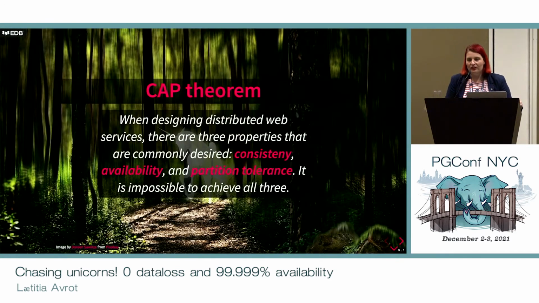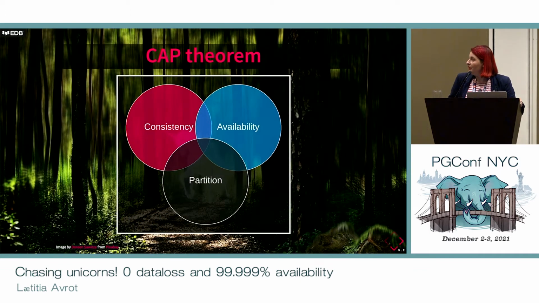So let's reach the CAP theorem. The CAP theorem says that when you're designing distributed web services, there are 3 properties that are desired: consistency, availability, and partition tolerance. Partition tolerance means network partition tolerance. And the theorem states that it's not possible to achieve all 3. Commonly, you will see this representation of the CAP theorem. And I don't like it, actually. I will explain later why. But first, let's state what consistency means.